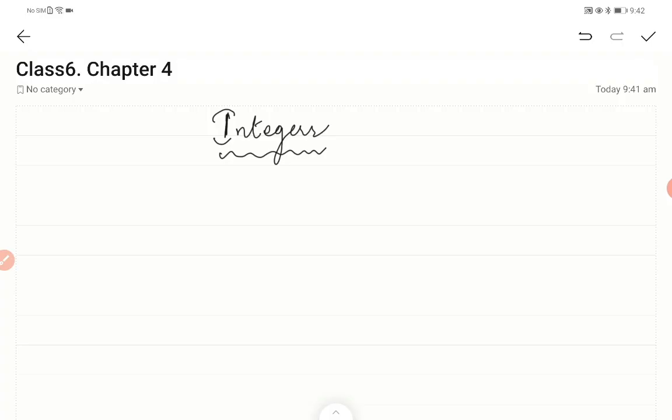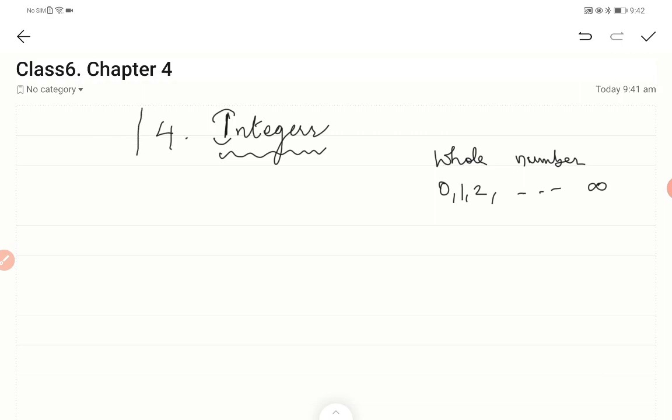So, students, today we are going to start our new chapter, or new unit. Let's start very fresh. In chapter 2, we already studied whole numbers, isn't it? We had studied whole numbers, which start from 0, 1, 2 till infinity, isn't it? So in this unit, your chapter 4, you are going to study about integers.